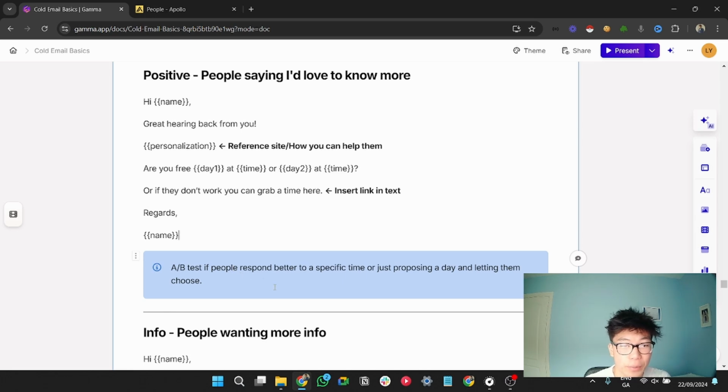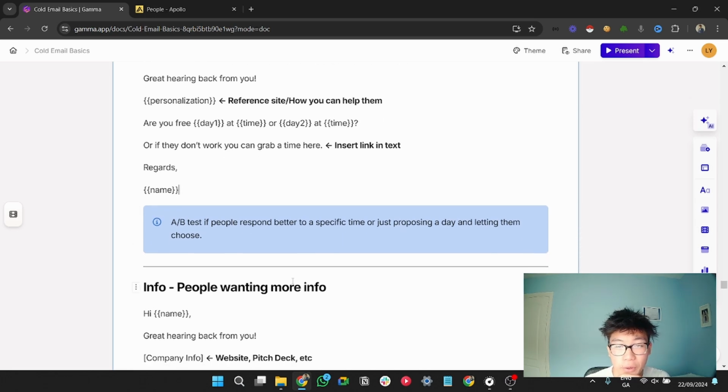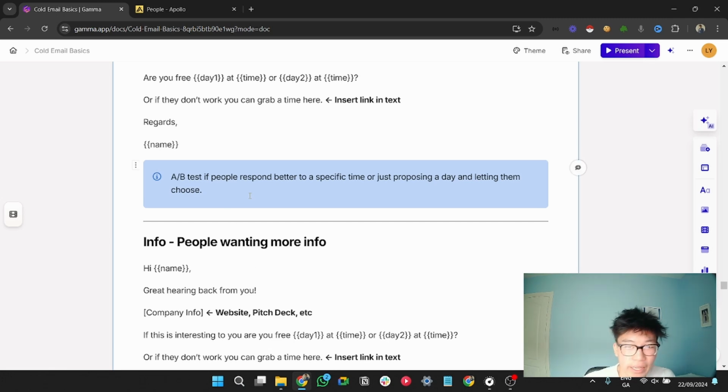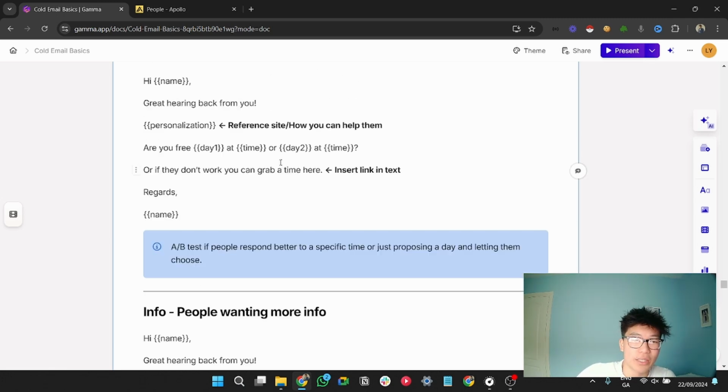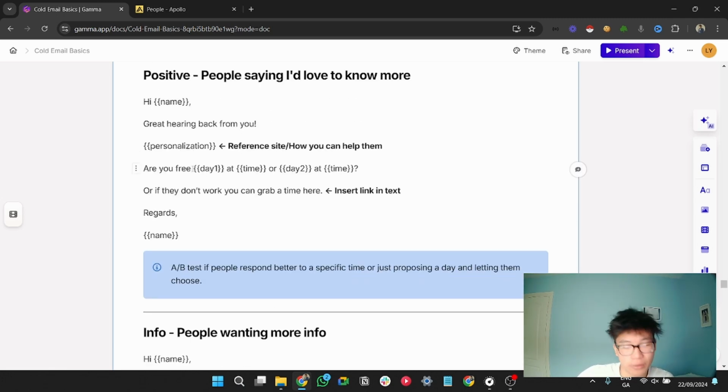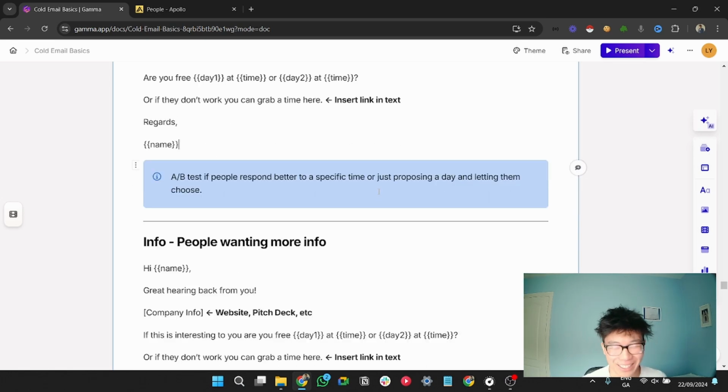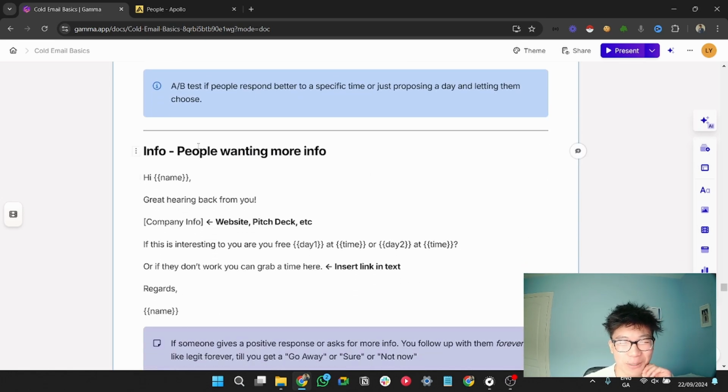A/B test this, whether people respond better to a specific time or just proposing a day and letting them choose. Like, are you free Thursday or Friday? And you don't give times. Some industries react better to that, because industries are weird, man. Industries are so weird. This is info, so people wanting more information about what you do.